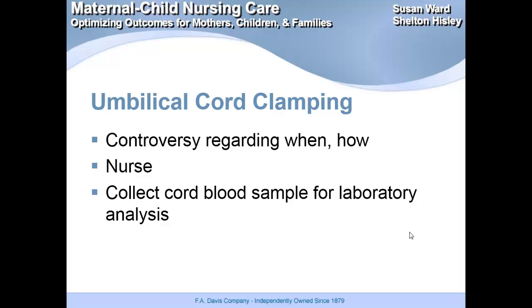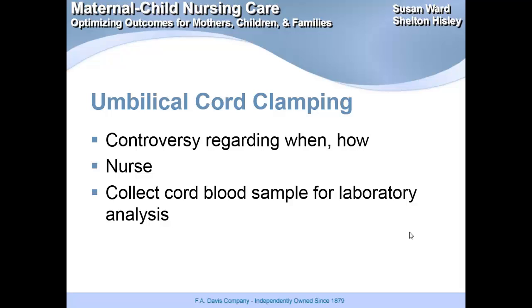So after this, cord clamping will occur. It's really controversial on when to clamp the cord. But it's all in positioning of the baby. Sometimes the physicians will choose to delay the cord clamping and hold baby below the placenta, so then some more blood will transfer from the placenta to the newborn.